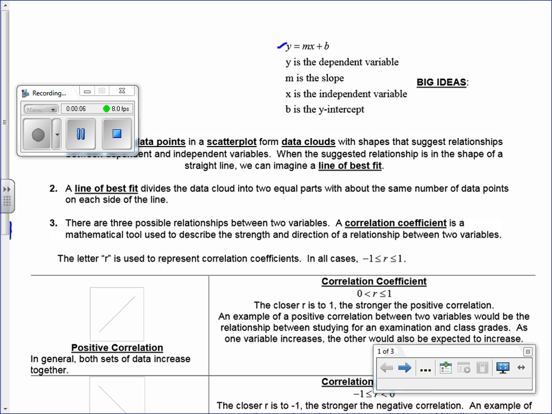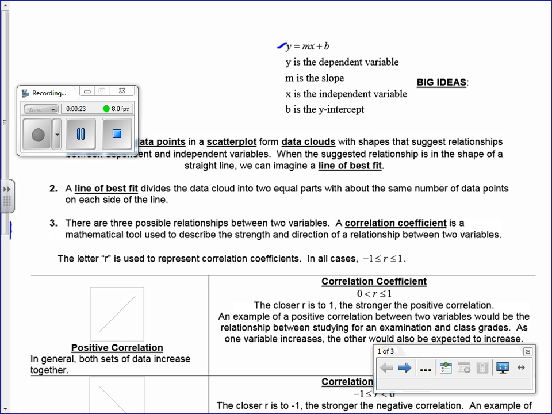Okay, today what we're going to talk about is the line of best fit. The couple of things that we need to remember before we go into line of best fit is some eighth grade recall, as well as some new things that we're going to be dealing with.